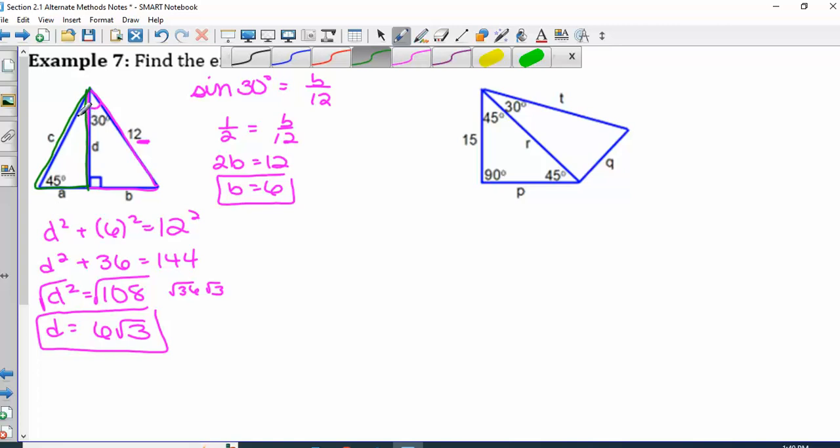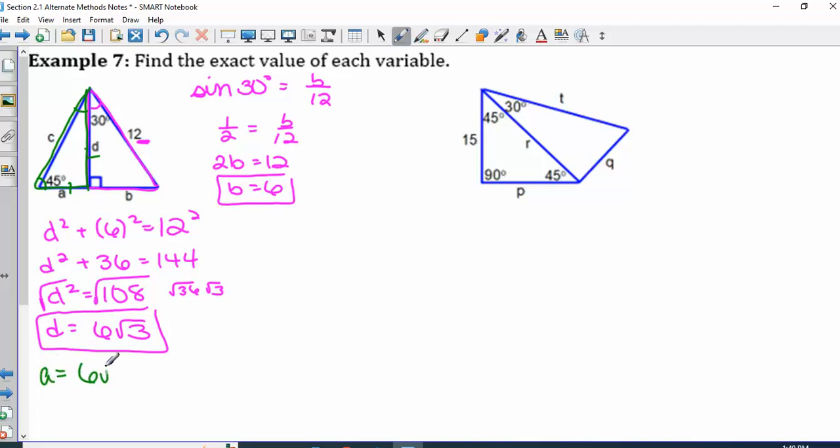Not quite. If this is 45, this is also 45, right? If these angles are the same, what does that tell you about sides A and D? They're the same because it's an isosceles triangle. So if side D was 6 radical 3, that means side A is also 6 radical 3. Now we could have gotten it by doing a trig function or something as well, but this is a nice time saver if you recognize that.